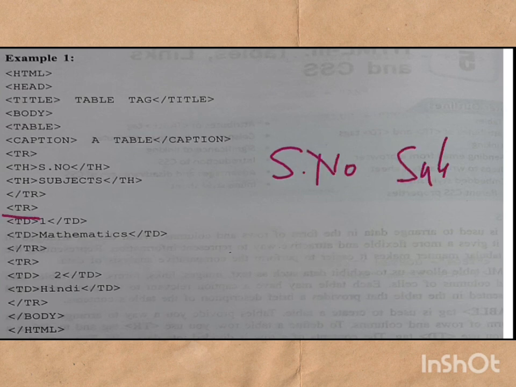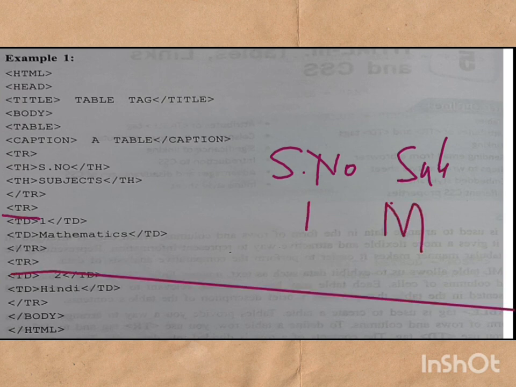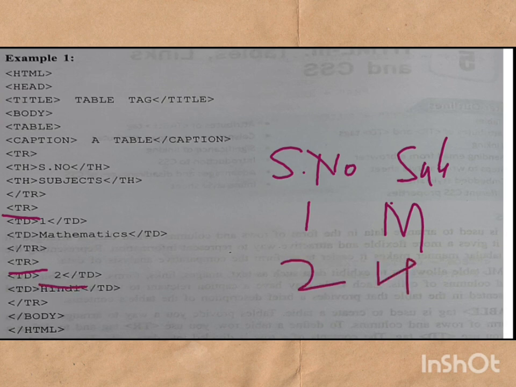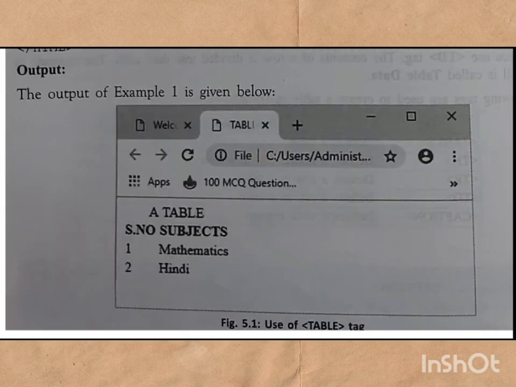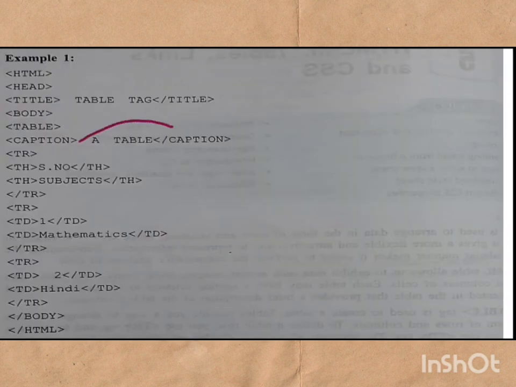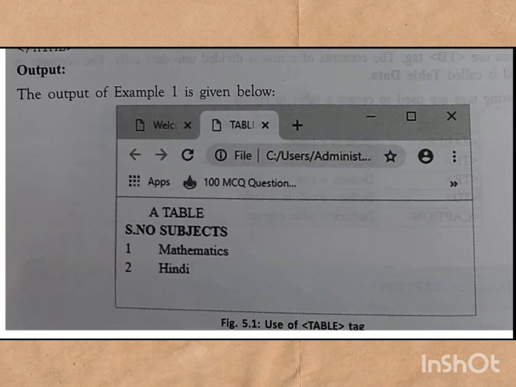Second row, you can see second row 1 and mathematics. Third row, first data is 2, and subject is Hindi. So in this way it should come. Now see the output. In this way it is coming. Number, subjects, 1 mathematics, 2 Hindi, and a table is coming because a caption is given here. This caption is given, that's why the table is coming.